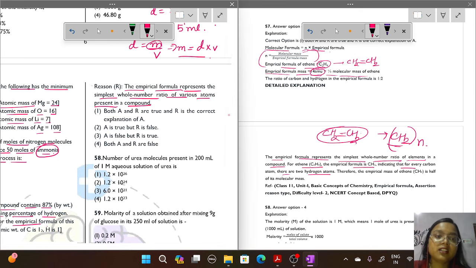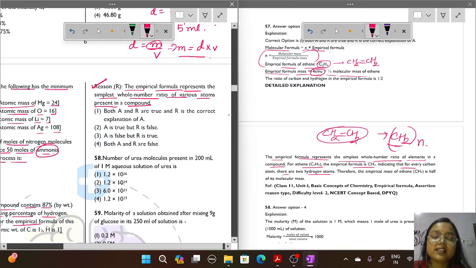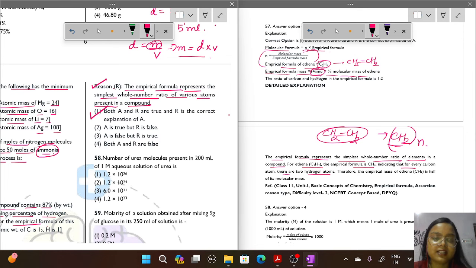So the reason is also correct. The empirical formula is the simplest whole number ratio. Okay, we know that, so it is also correct. Option number 1 is the correct answer.